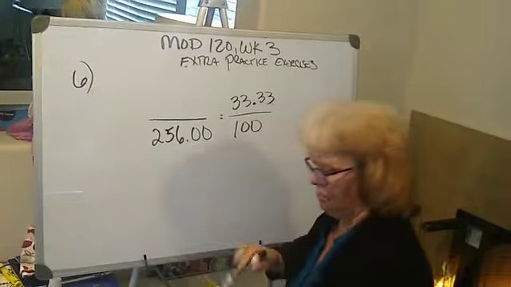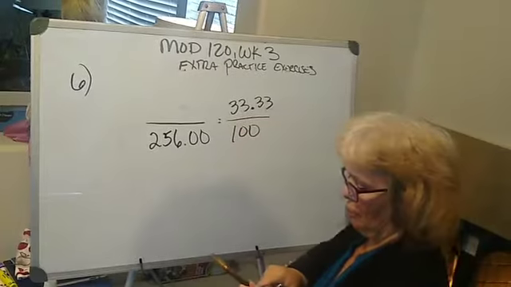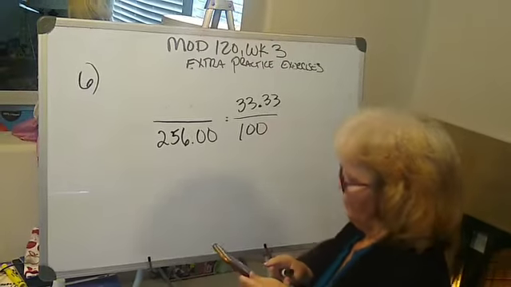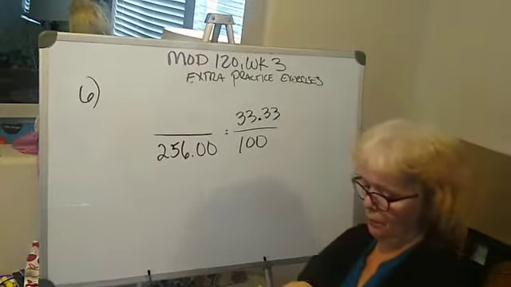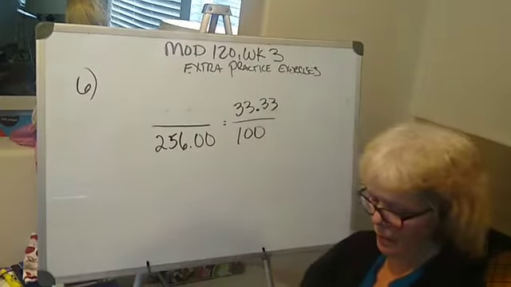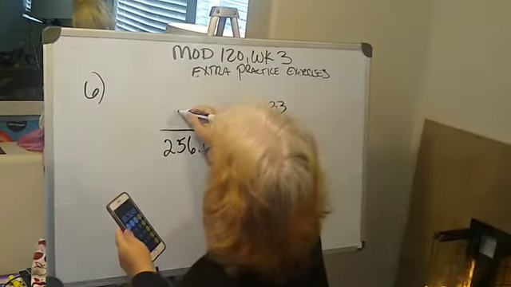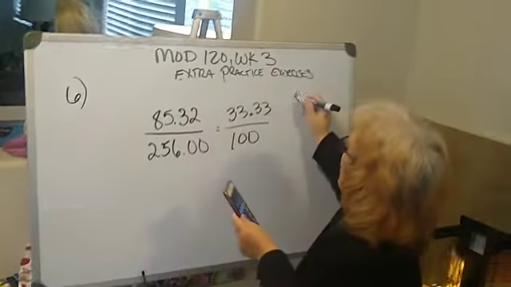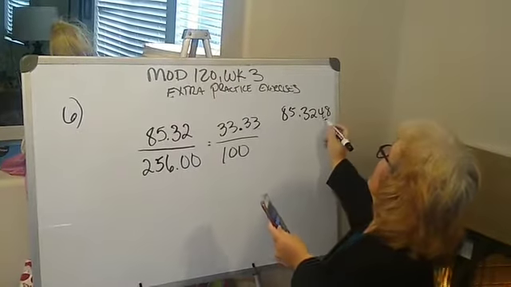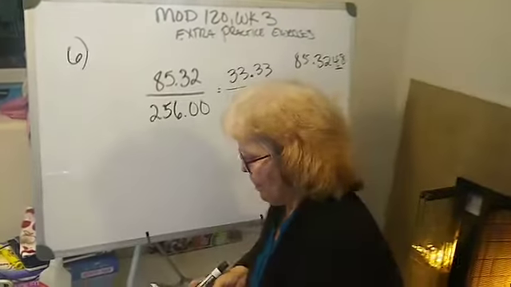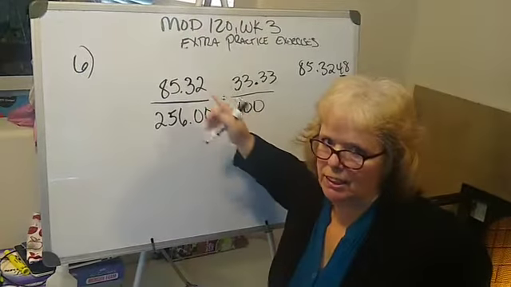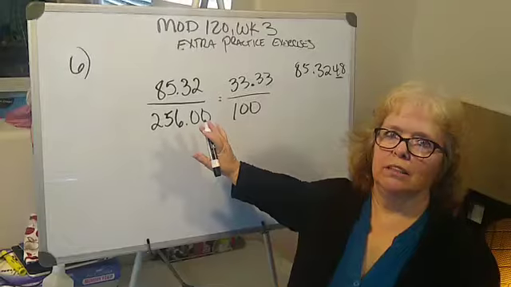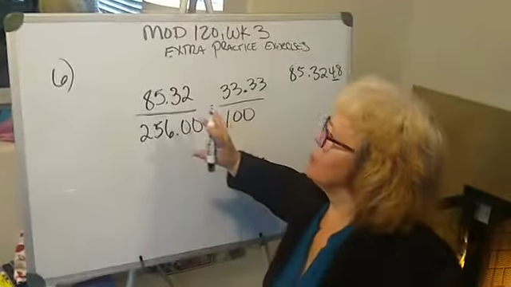Cross multiply. 256 times 33.33. Don't forget your decimals. Divide by 100 equals. So, 85.32. The answer is actually 85.3248. But since this is less than 5, this stays 32. Okay? So this is the amount of what? This is not the amount she pays. No. This is the amount that is discounted. So 85.32 is the amount that's going to be discounted.